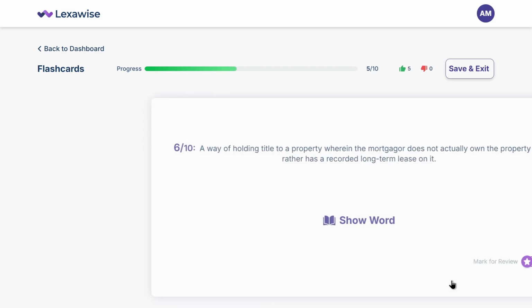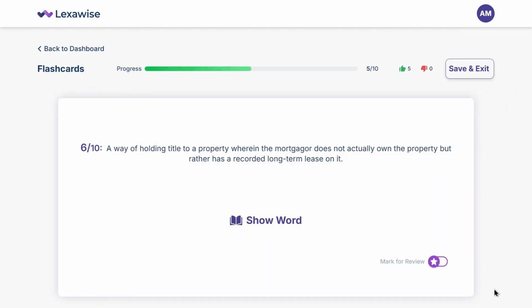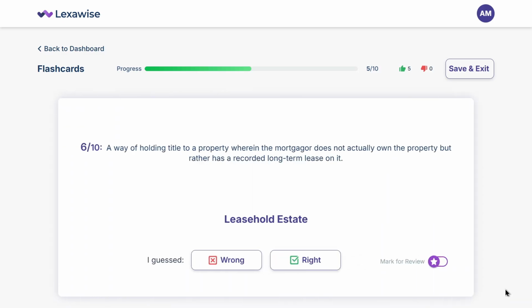Next, a way of holding title to a property wherein the mortgagor does not actually own the property, but rather has a recorded long-term lease on it. Any guesses? Take your time. Ready? Leasehold estate. A leasehold estate is when someone holds the right to use a property but doesn't own it outright. For example, long-term leases often appear in commercial properties. While the tenant doesn't have ownership, they still have legal rights to occupy and use the property during the lease term.